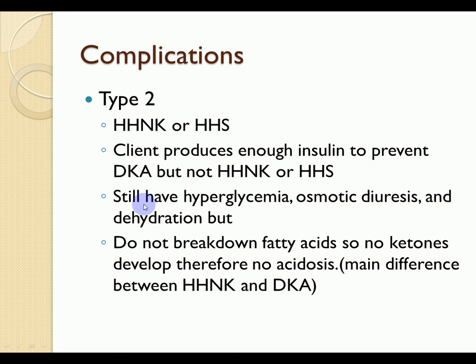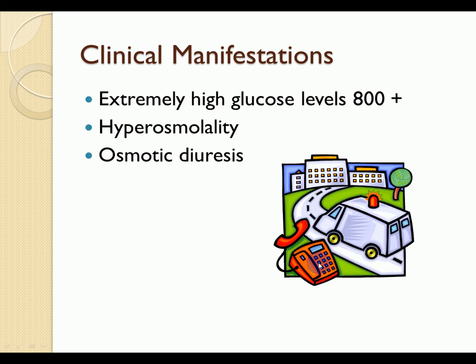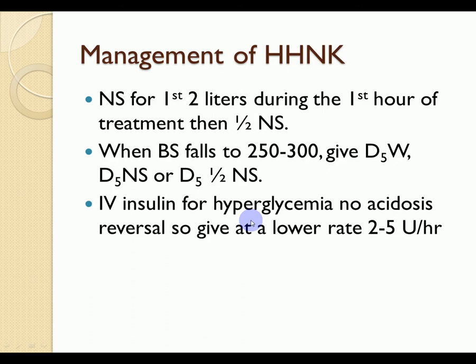They still have the hyperglycemia, the osmotic diuresis, and the dehydration, but they don't break down the fatty acids, so they have no ketones, therefore no acidosis. So that's the main difference in DKA and HHNK. With HHNK, you don't get the acidosis because you have insulin on board. Clinical manifestations: extremely high blood sugar levels, hyperosmolarity, and here you can see greater than 800 or plus, osmotic diuresis. So it takes a while to build up HHNK.